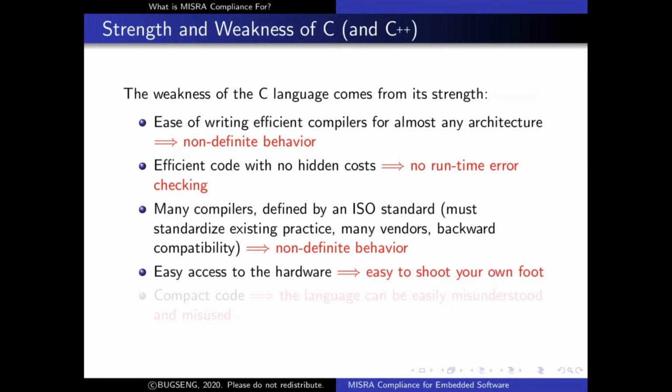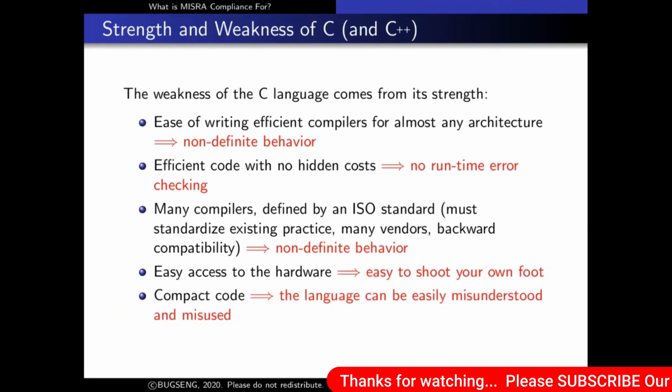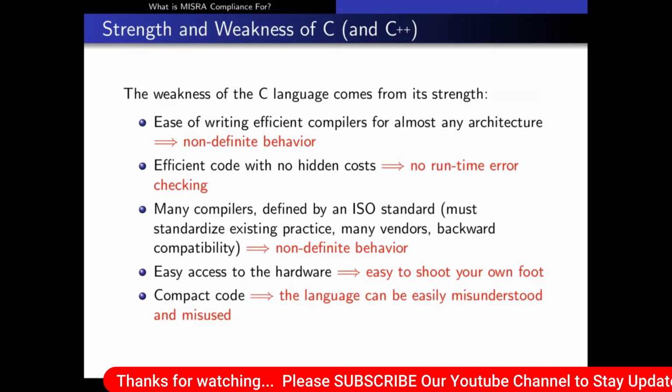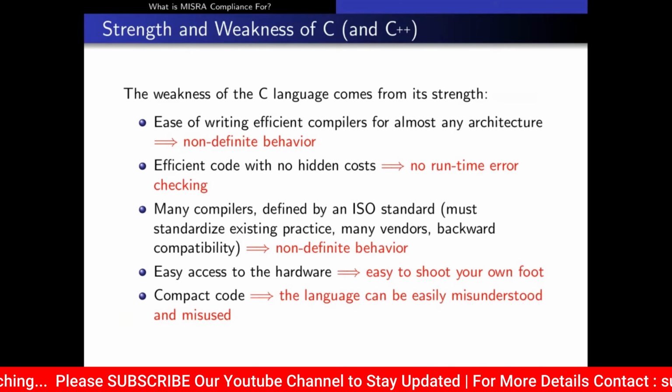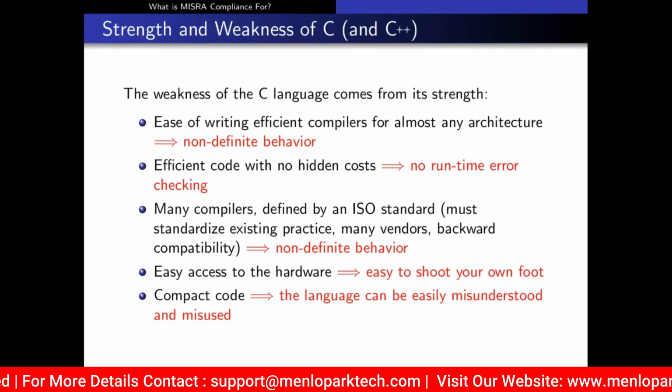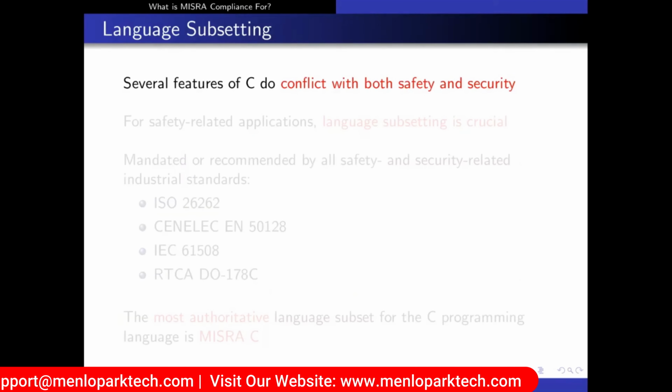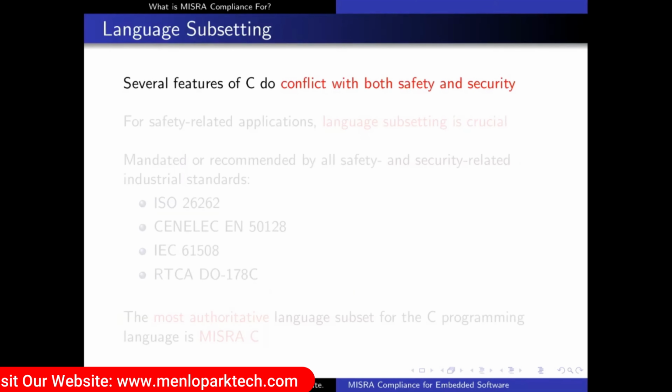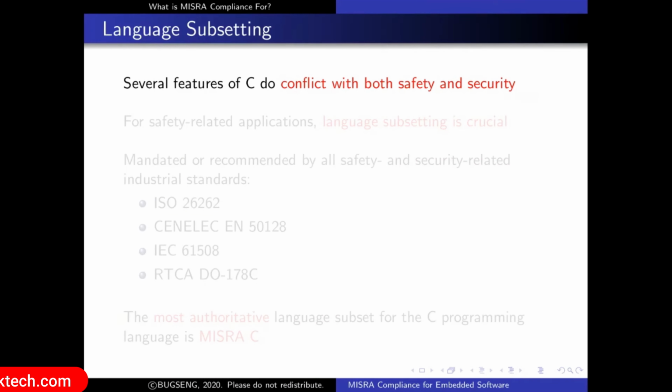The fact that it is easy to access the hardware is the same reason which is the cause of the facility with which it is possible to corrupt the program state, for example, overwriting the stack. And it is possible to write compact code in C and C++, but for the same reason, the language can be easily misunderstood and even abused. So several features of C are in sharp conflict with safety and security requirements.